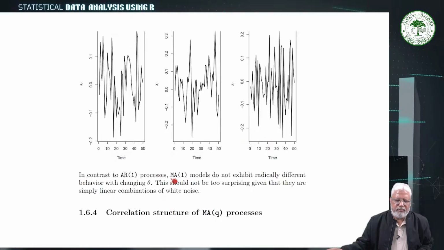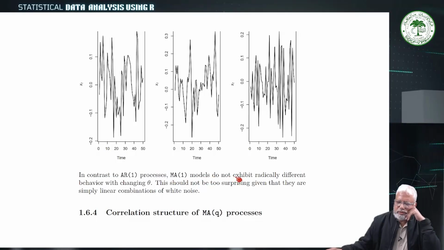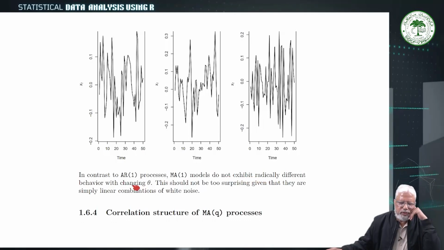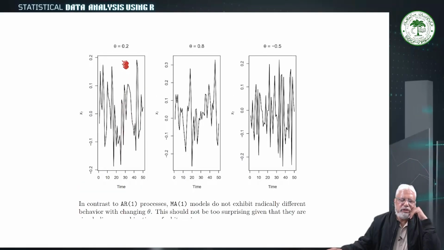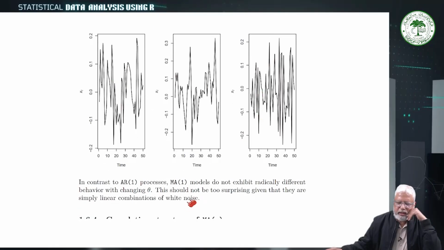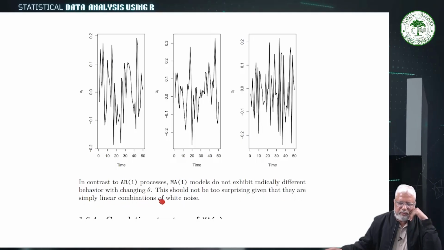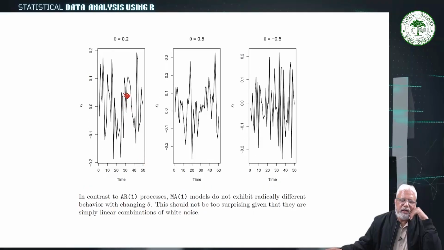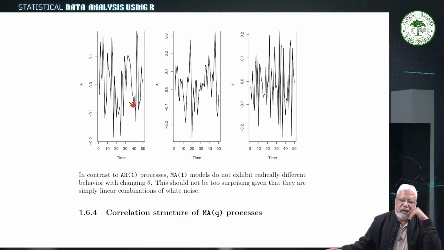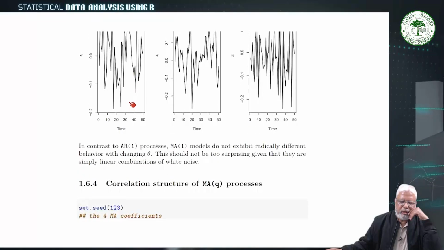In contrast to AR(1) processes, MA(1) models do not exhibit radically different behavior with changing theta. As theta is changed, there is not much change in the behavior of the time series. This should not be too surprising given that they are simply linear combinations of white noise, that is, sums of independent random observations.